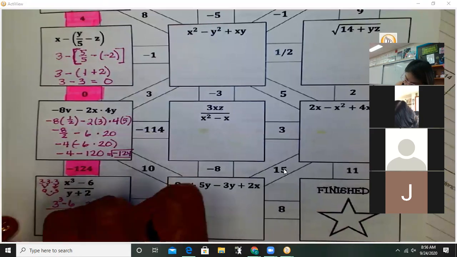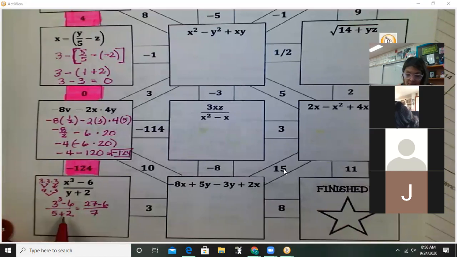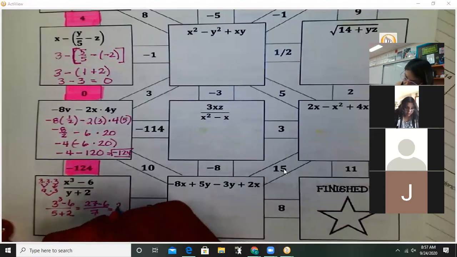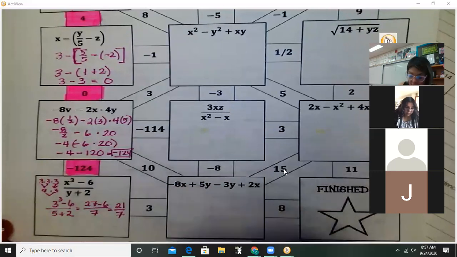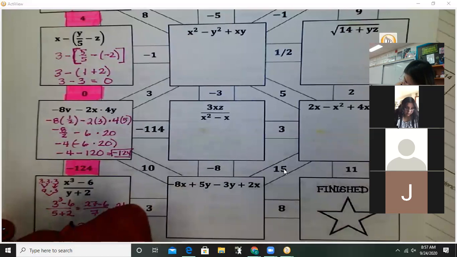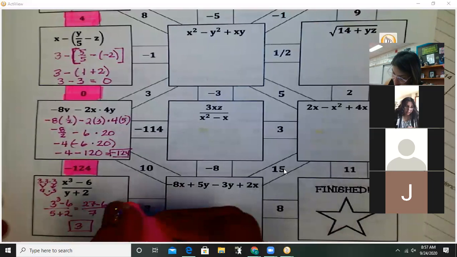Minus 6 over 7. I always like to do my numerator first, but in this bottom, my denominator, it's an easy addition, so I just went ahead and added. But usually I'll do all the expressions in the numerator first before I do anything else. So 27 minus 6 is going to give me 21. 21 divided by 7 is actually going to give me 3. So there's 3. And it brings me here.